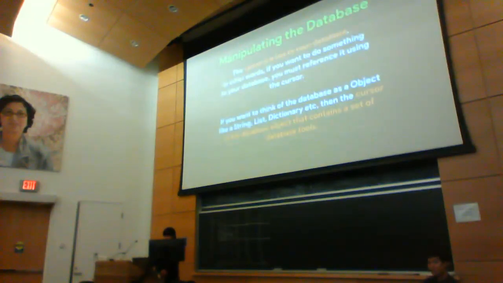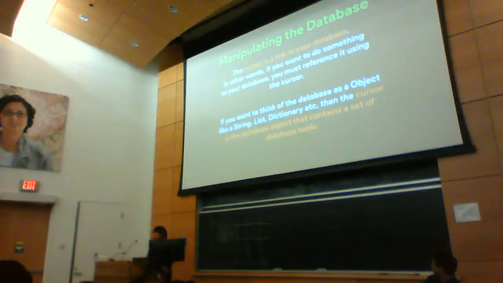All right, so manipulating the database. The cursor is the link to your database. In other words, if you want to link to your database, you have to reference it using the cursor. So if you want to think of the database as an object, like a string, list, dictionary, or whatever, then you can think of the cursor as the database object. So like I have my class repeat over and over again: the cursor is the database object. Why don't you all do that right now? Cursor is the database object.